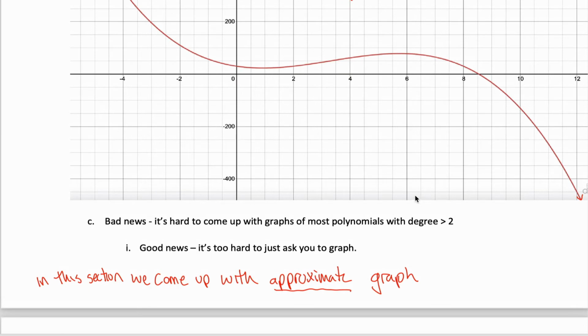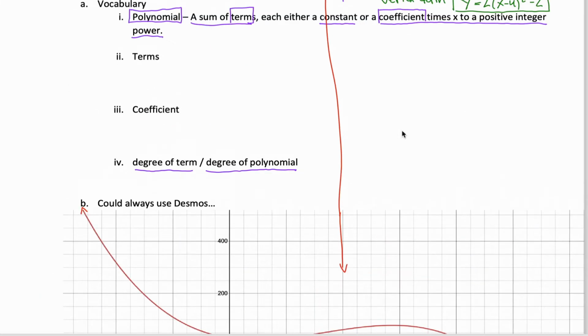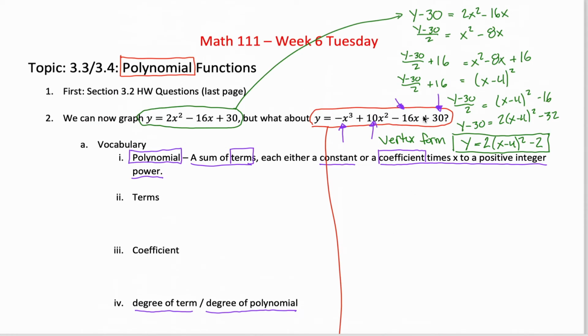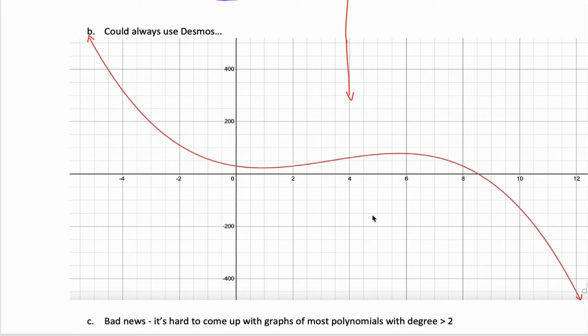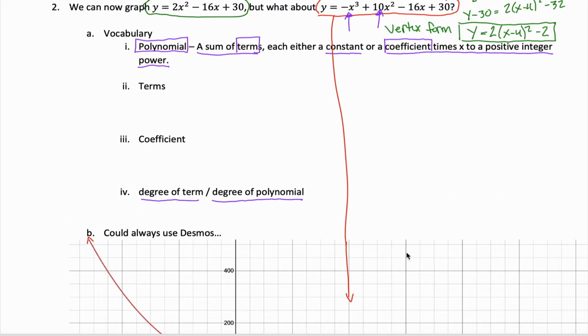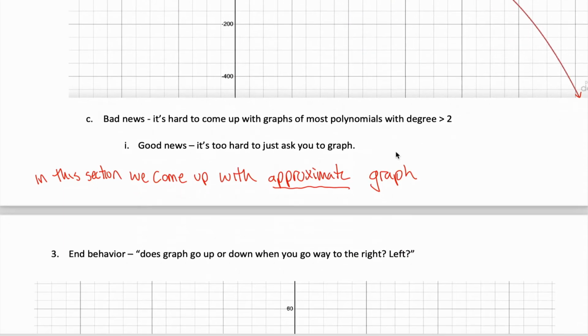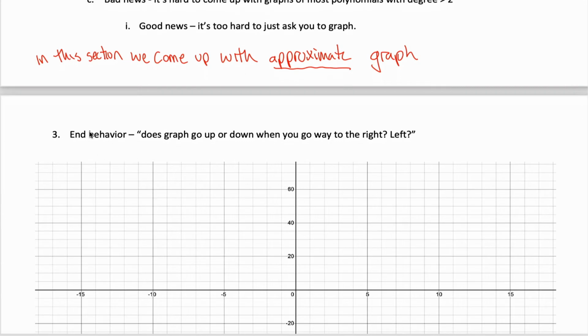And when I say the work, I mean the steps necessary to come up with the approximate graph of a polynomial for a given equation. Loosely speaking, there's three important characteristics that we want to make sure that our graphs capture. We won't come up with the exact graph of this polynomial, but we'll be able to capture some of its important features. The first important feature that I want to talk about is what's called end behavior.